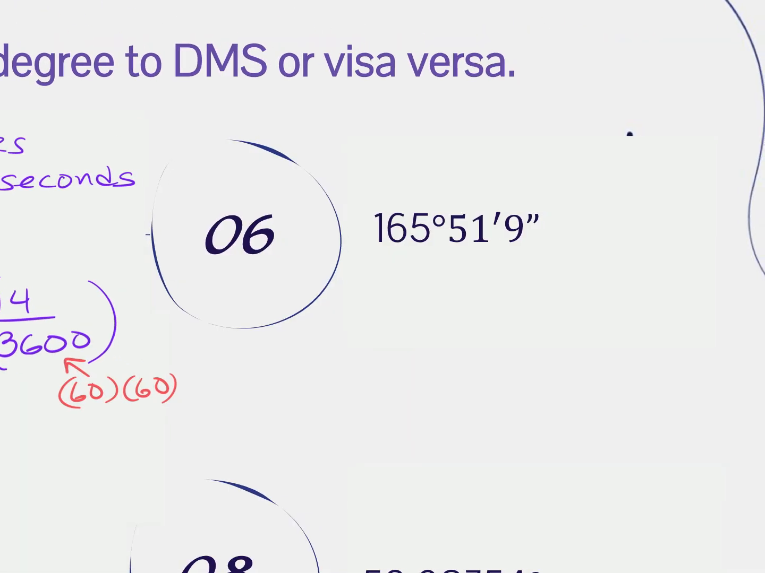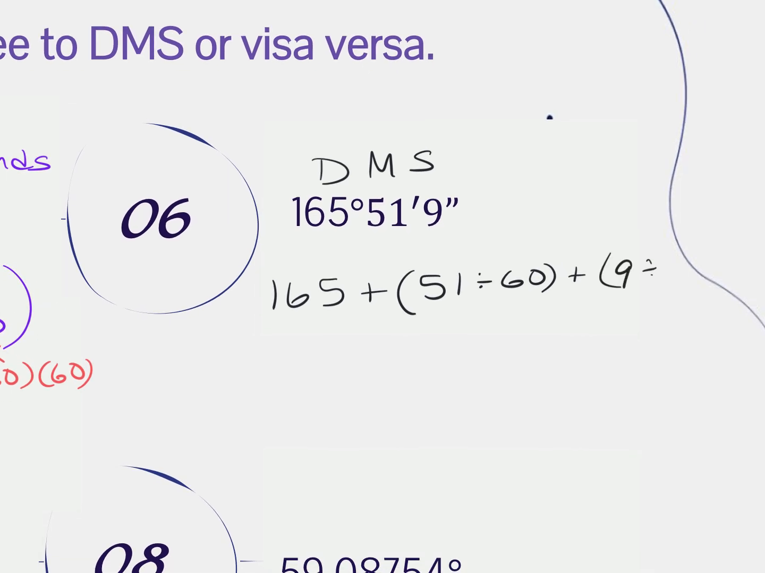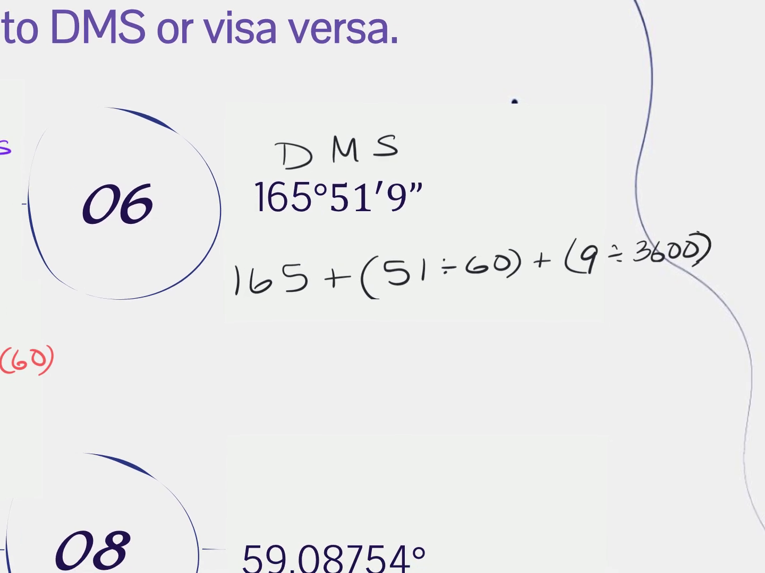So I've got DMS here. So in order to convert this to a decimal degree, in your calculator, you'll do 165 plus, and then either enter this as 51 divided by 60 plus 9 divided by 3,600, and then hit enter, and you're going to get 165.8525, rounded to 3 decimal places, 165.853.